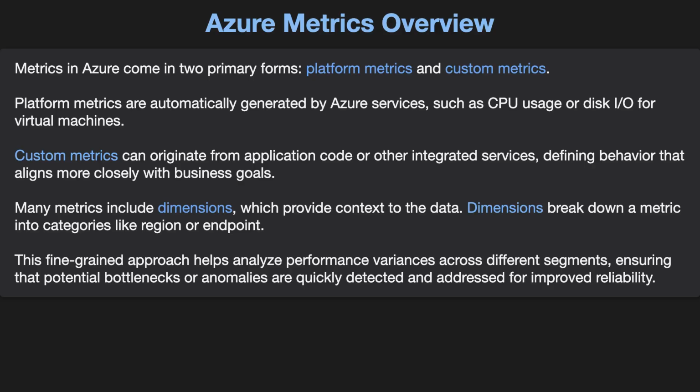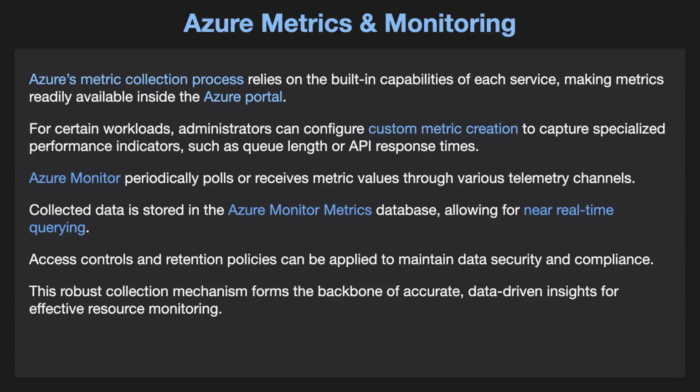This fine-grained approach helps analyze performance variances across different segments, ensuring that potential bottlenecks or anomalies are quickly detected and addressed for improved reliability. Azure's metric collection process relies on the built-in capabilities of each service, making metrics readily available inside the Azure portal. For certain workloads, administrators can configure custom metric creation to capture specialized performance indicators, such as queue length or API response times.